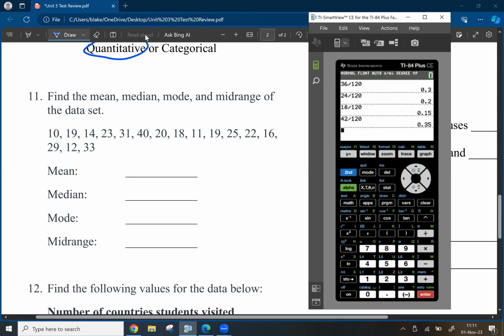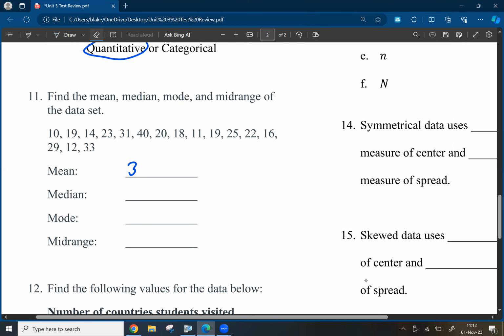So let's see here. So we have 10 plus 19 plus 14 plus 23 plus 31 plus 40 plus 20 plus 18. Be very careful when you do this as well. Plus 11 plus 19 plus 25 plus 22. You guys get the gist of it. I don't have to say it so much. All right, should be good. And then divide that total by 16. We get 21.375.